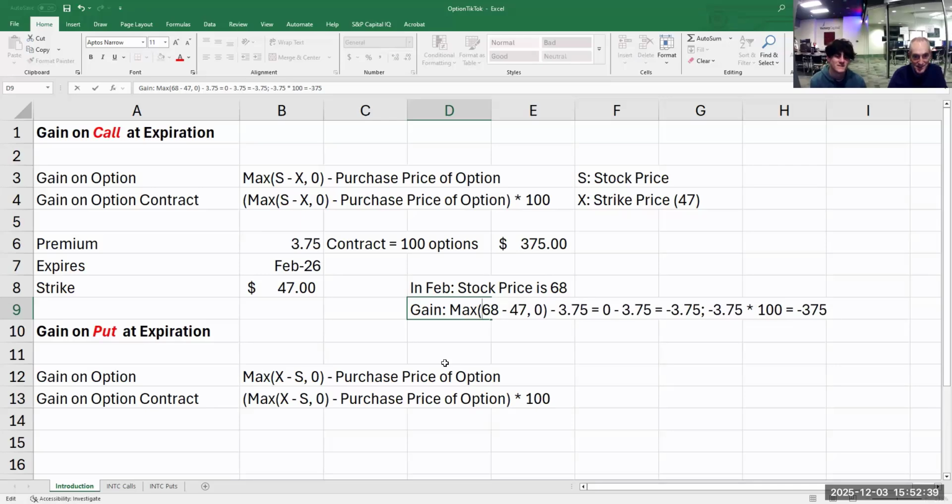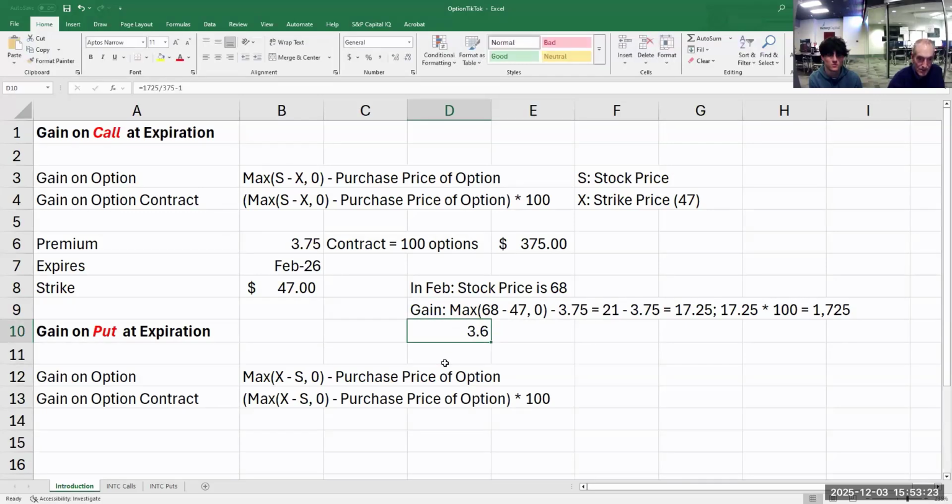So 68 minus 47, that's 21. That's bigger than 0. So you have 21 minus 3.75. So that's going to be what, 17.25? And you invested 3.75. So you made 460%. Good money in 3 months. Really good money. How much do you wish you'd put into it if you'd done that? Well, put all my money. You wish you'd bought 10 contracts.